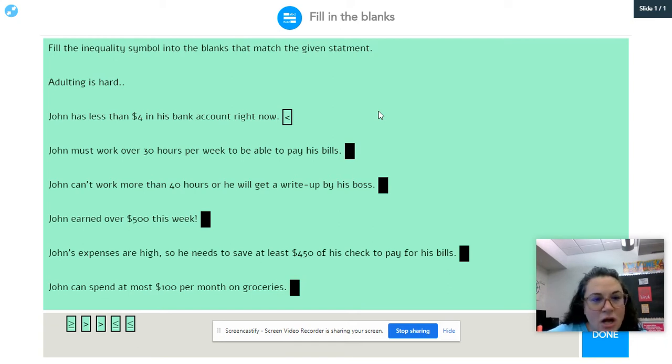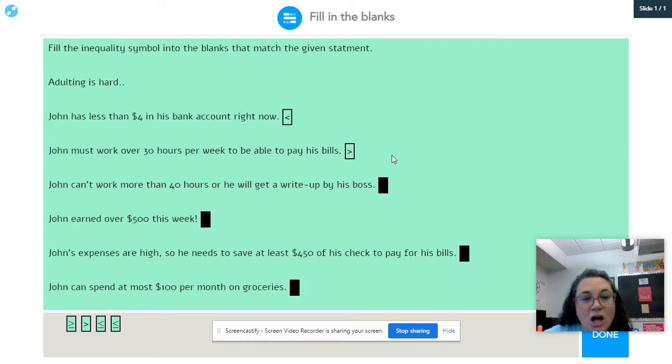The second one says John must work over 30 hours per week to be able to pay his bills. Over 30 hours means more than 30. So that's a greater than. So we're going to take a greater than symbol and put that in this spot. Now, greater thans are greater because the opening is toward the statement. So that's the greater part.